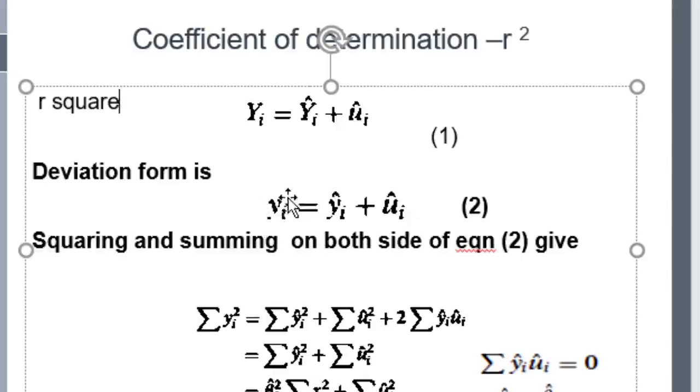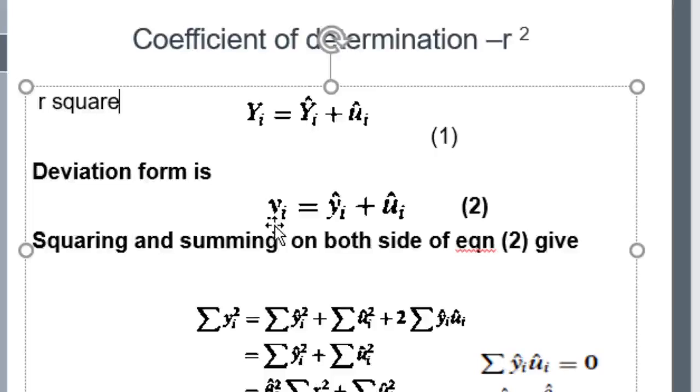Now square both the terms: yi square equals yi cap plus ui cap, squared. Then take the sum, that is, summation of yi square equals summation of yi cap plus ui cap, the whole square. Then yi cap plus ui cap the whole square can be written as yi cap square plus ui cap square plus 2 yi cap ui cap. Then distribute the sigma.